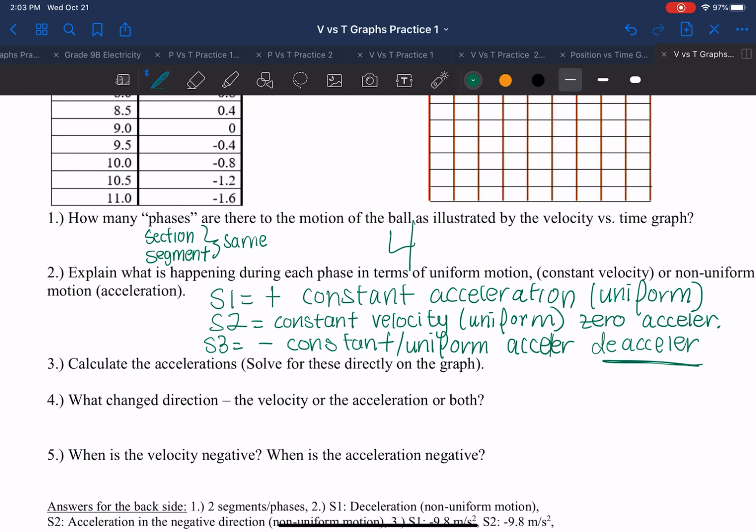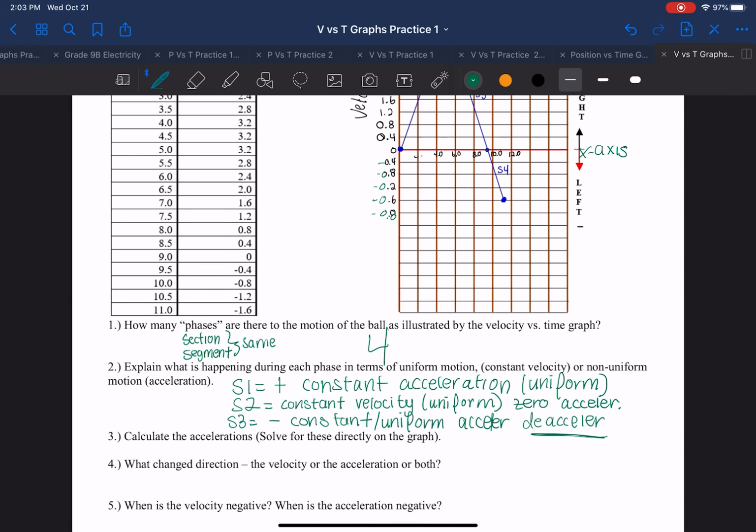Next is S4. It's part of the same line, so therefore it is a constant acceleration. It's going to be in the negatives because it's going to those negative values.